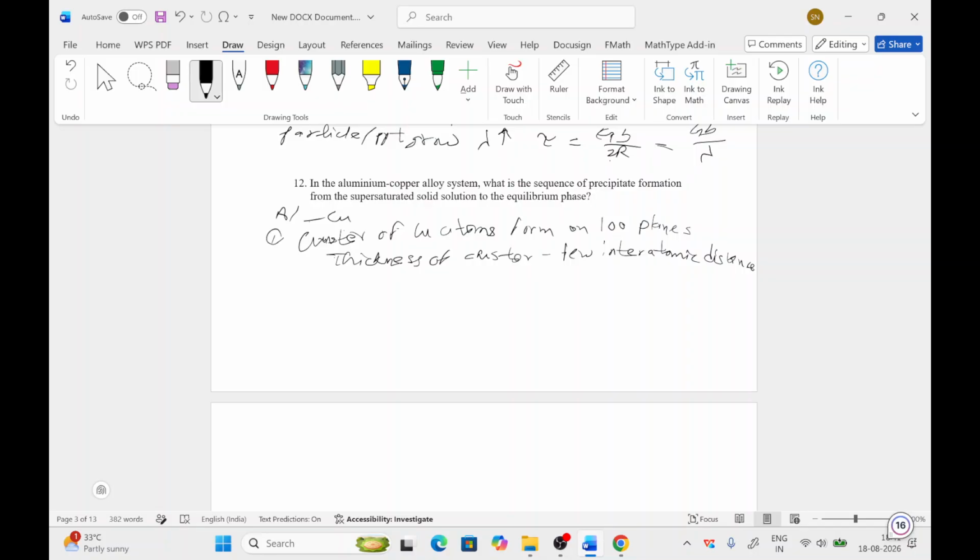And the diameter is also a few thousand atoms, 100 or 1,000 atoms. So with aging time increase, the thickness and diameter increases and reaches a constant size.